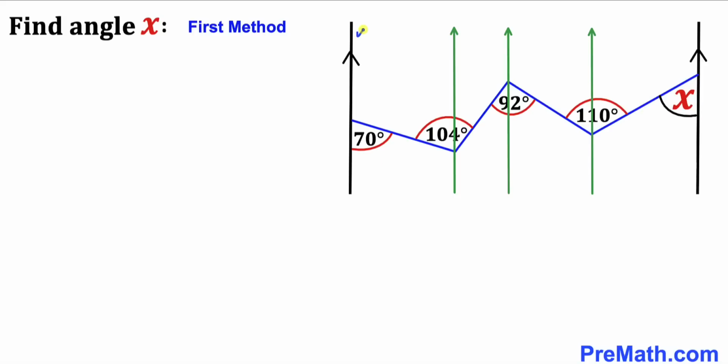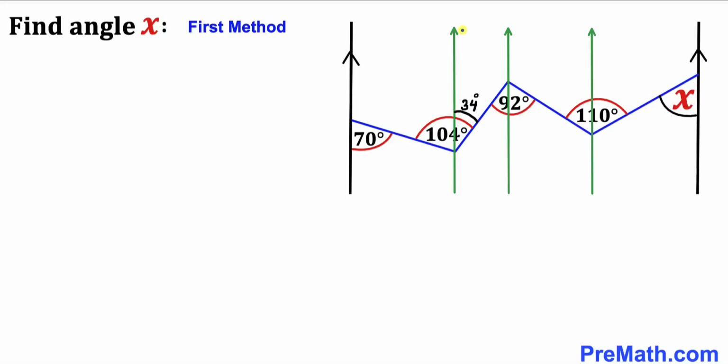We can see that these are our two parallel lines and this is our transversal line. Therefore, this angle and this angle are alternate interior angles. If this angle is 70 degrees, this angle has got to be 70 degrees as well. And now we know that this whole angle is 104 degrees and this angle is 70 degrees. So therefore this angle has got to be 104 degrees minus 70 degrees. So that means this angle has got to be 34 degrees.